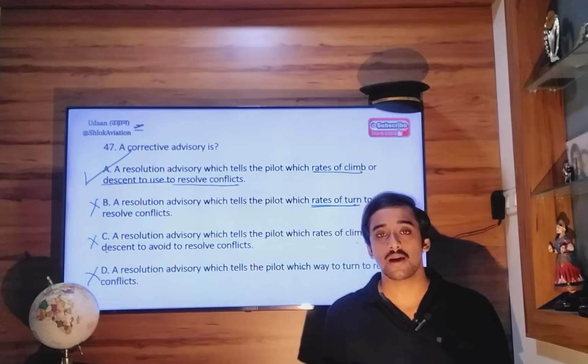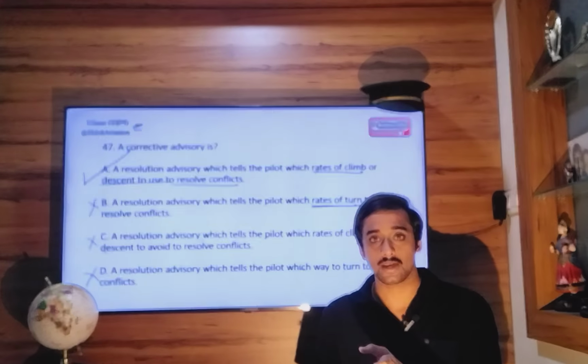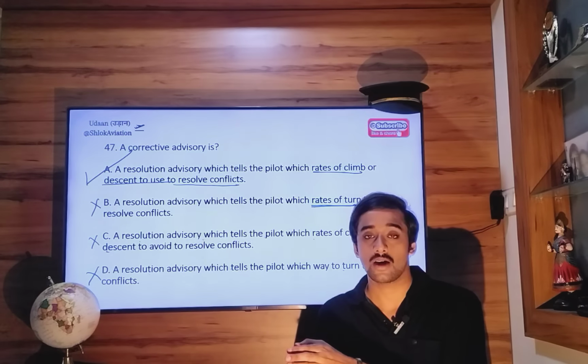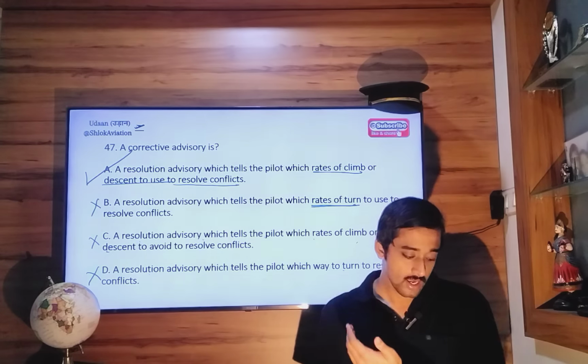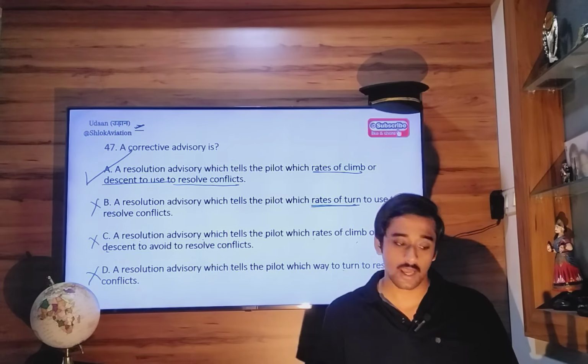Okay, so you will get a command like climb. If another command is increase climb, another one is descent, yet another one is increase descent, right? So corrective advisories tell the pilot about the rates of climb or descent.